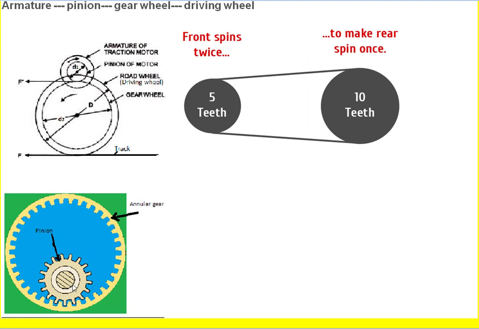So here we have the pinion and we have the gear wheel, and from these two we find two diameters. The diameter of the pinion is measured as D1, whereas the diameter of the gear wheel is considered as D2. Once we know this, we define a term called gear ratio. That gear ratio is nothing but the ratio of the diameter of the gear wheel to the diameter of the pinion. That is D2, the gear wheel diameter, and this is the pinion diameter D1. So this D2 by D1 will indicate the gear ratio.